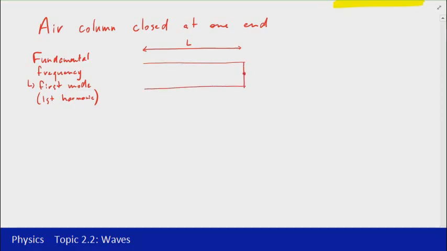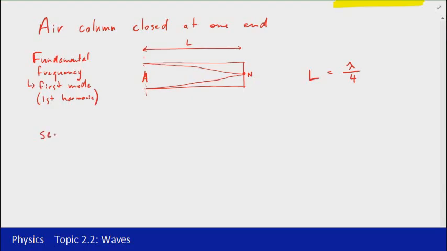That means we're always going to have a node at the closed end, and we're always going to have an antinode at the open end. So in this case, the shape of the wave is going to look like that. And if we wanted that repeating pattern of node, antinode, node, antinode, node to get one full wavelength, you can see in this case the length of that air column is lambda on 4. It's 1/4 of the wave.